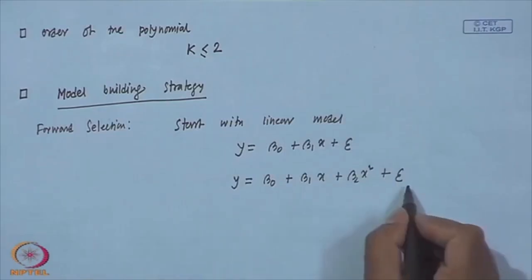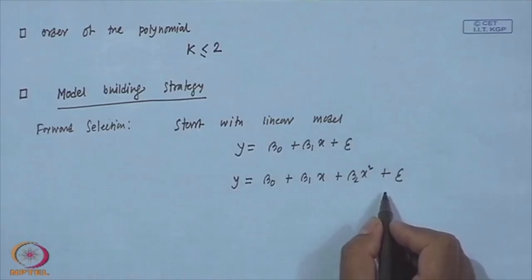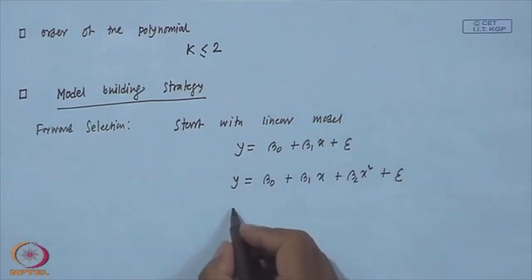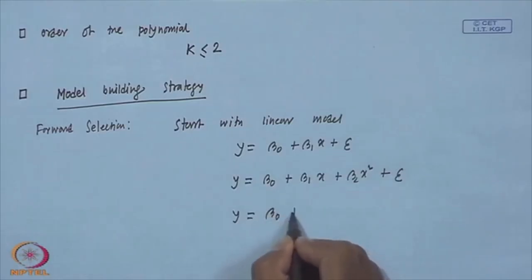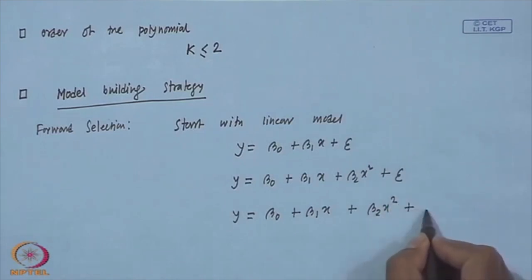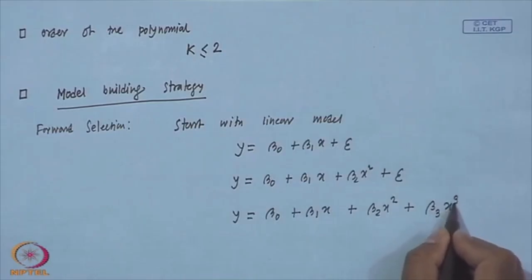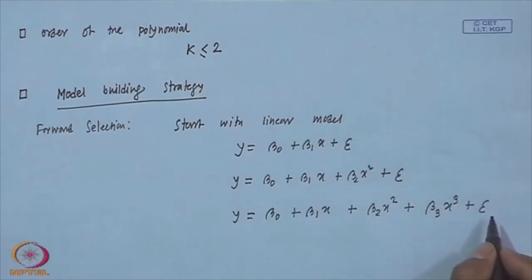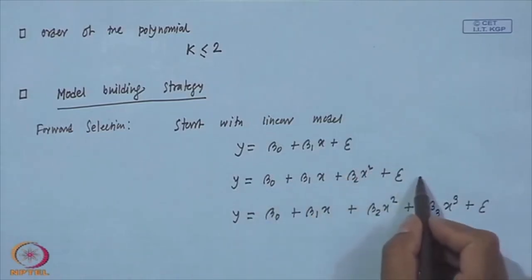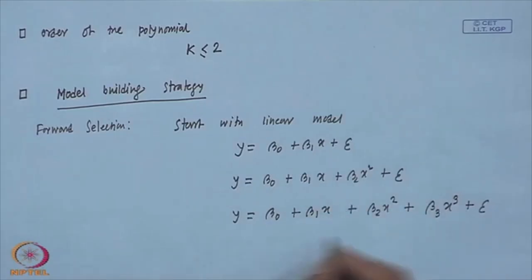And after fitting this model, the second order model, you need to test the significance of the highest order term, that is beta 2 here. If beta 2 is significant, then you go for a third order model, say y equal to beta naught plus beta 1 x plus beta 2 x square plus beta 3 x cube plus epsilon. But if you see that beta 2 is not significant, then you can stop here. So, you will stop in the second order model. So, this is what the algorithm says in general.